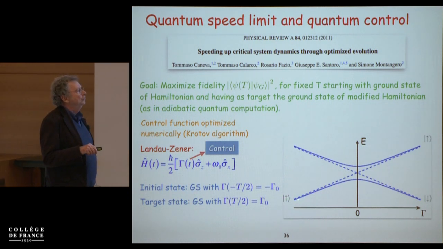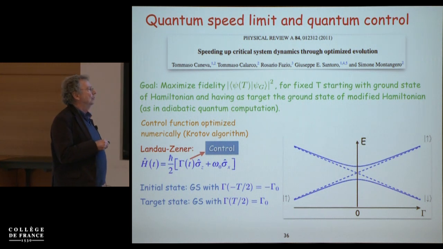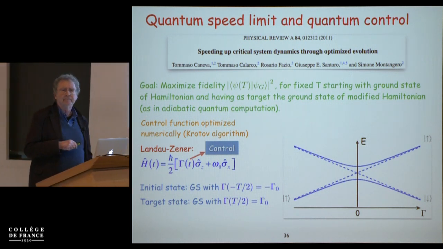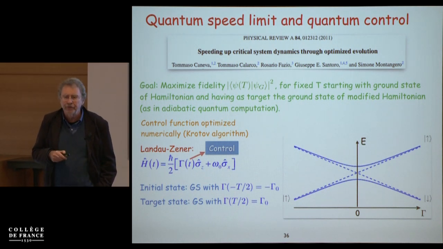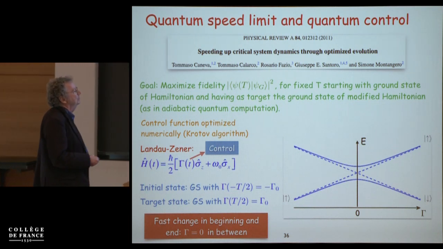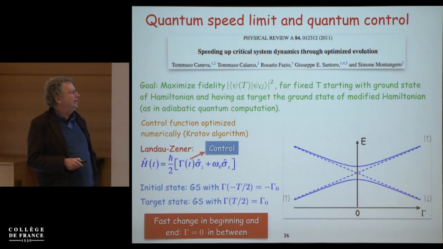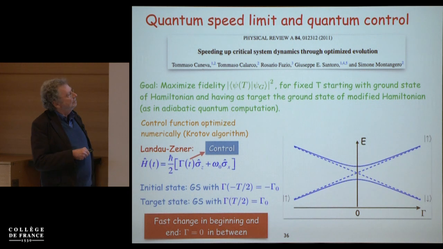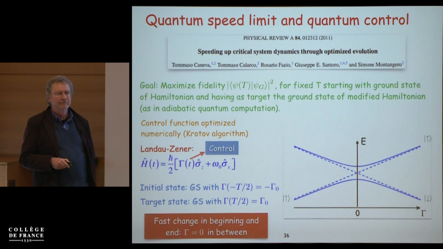And of course, if they don't go slowly enough, you might jump to this state here. If they go adiabatically, then you go like that. What they want to show is that there are ways of doing this which take you to the final state with sufficient fidelity and which are faster than the adiabatic way. Okay? So what they show by using this algorithm here, it's a numerical algorithm, is that the best way is to have a fast change in the beginning and the end, and basically to set gamma equal to 0 in between. So gamma is a control parameter. Okay?